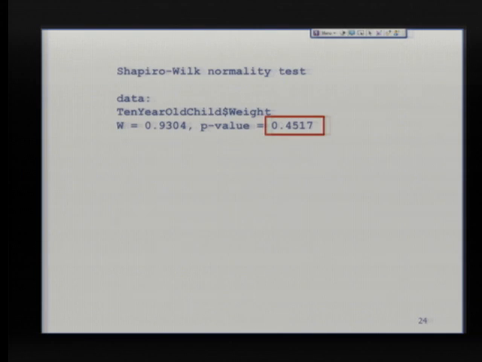And this is actually... I ran R-Commander and checked for normality. I got a p-value of 0.4517. I guess you know how to conclude this, right? If the p-value is larger than 0.05, you're going to say, well, I can accept normality. So I'm good to use that formula because the sample size is small.